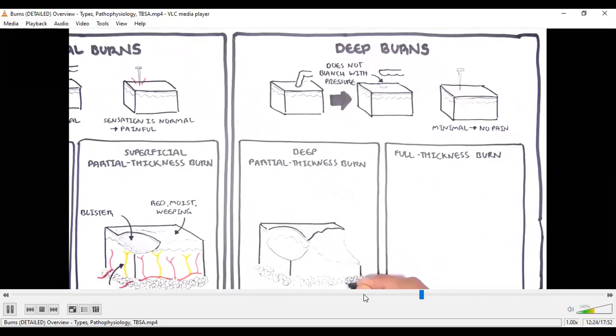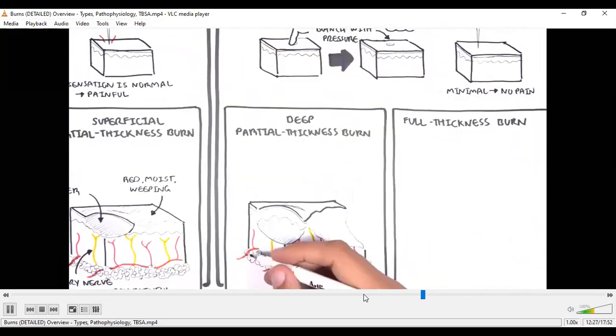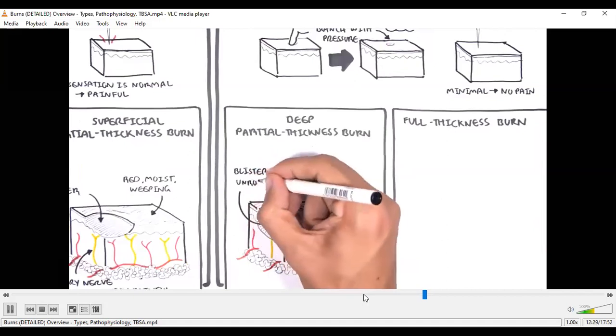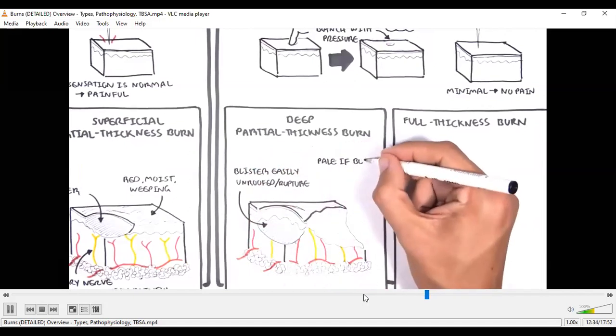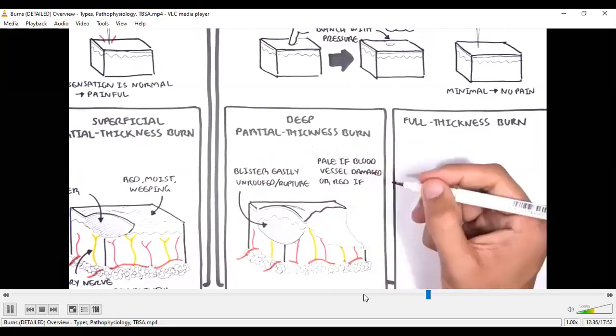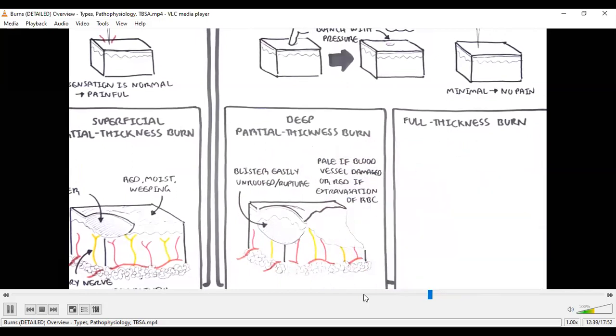In deep partial thickness burns, the burns are partially deep. They cause blisters which easily rupture and come off. The surface of the skin can be pale if blood supply is lost, or red if there is extravasation of red blood cells. In deep partial thickness burns, you can get damaged blood vessels, which means when you press the skin surface, it will not blanch. And also, deep partial thickness burns may damage sensory nerve fibers, causing a decrease in sensation.